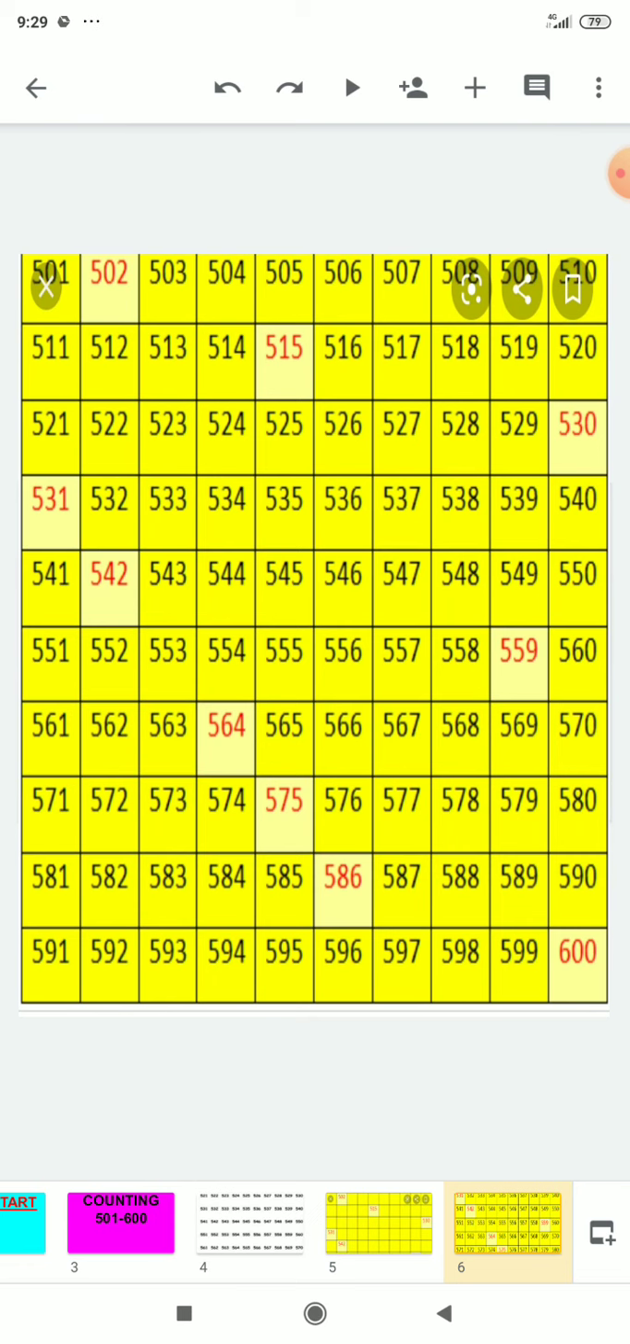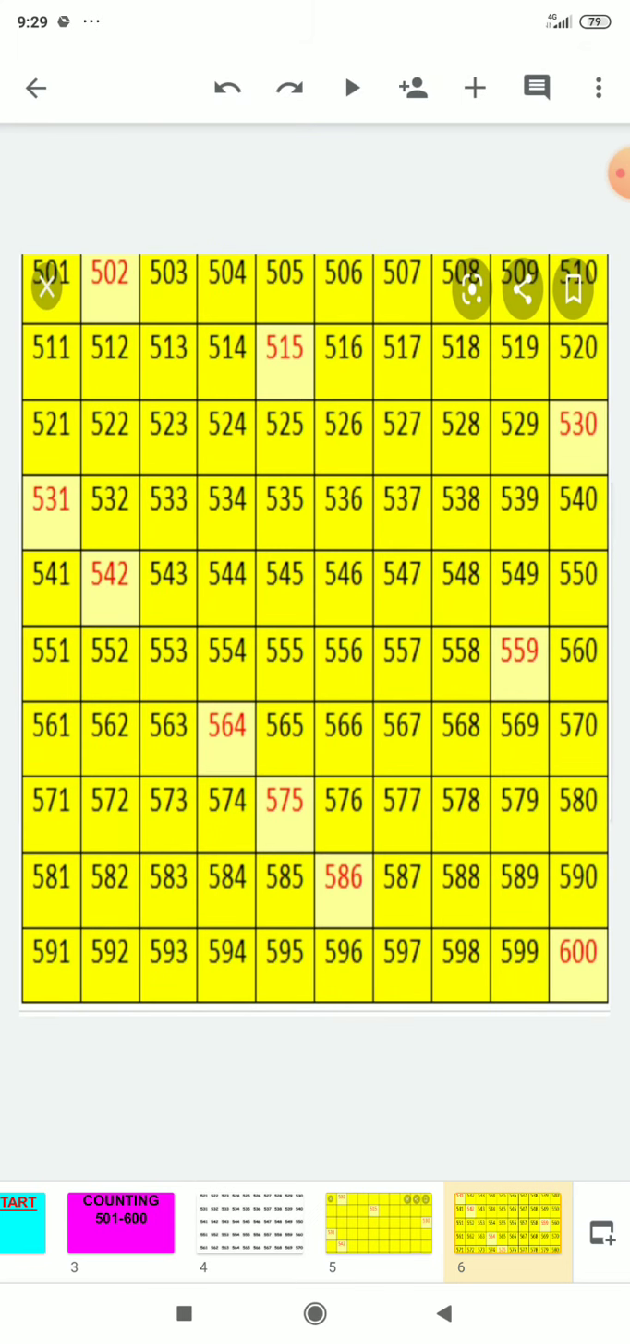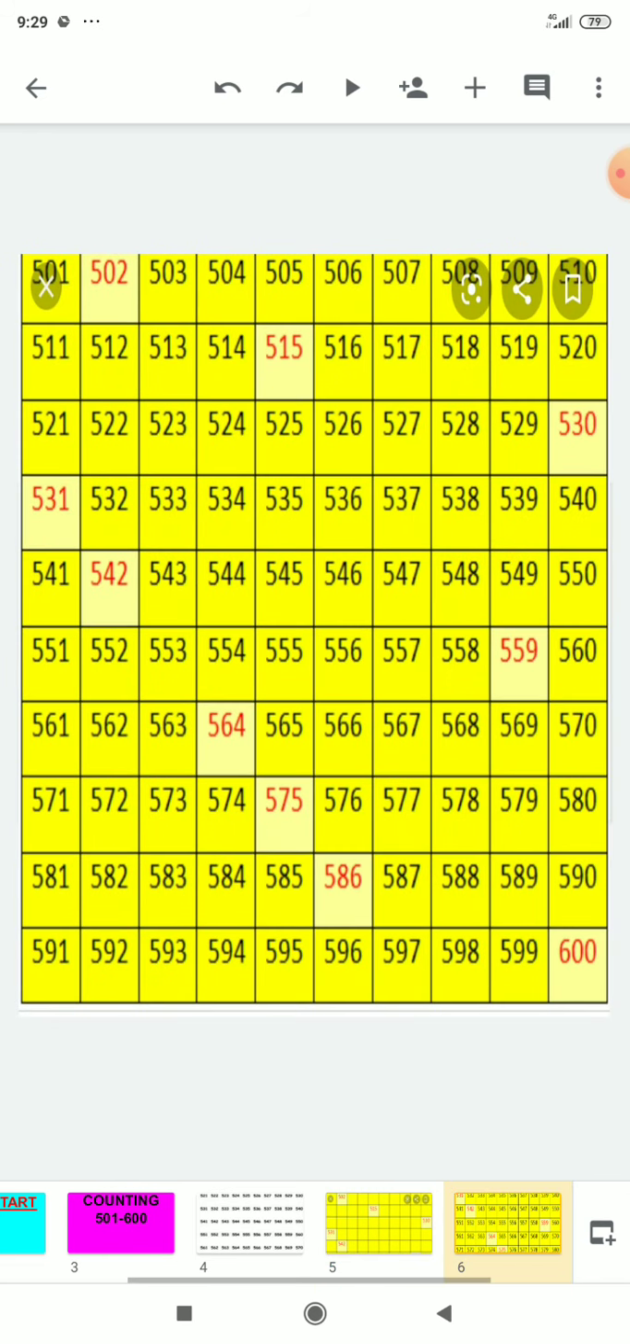Okay children, so I hope you all understand what I want to say. So you have to write down counting along with the number names. After you complete your number names up to 600, you will do this question. Okay, and then you have to complete this question like this. So children, do this work in your fair notebook.